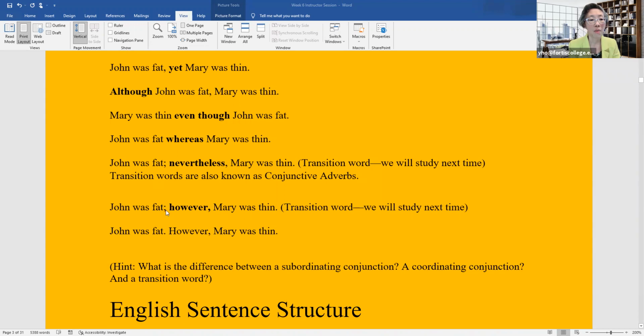Here you have compound sentences because you have an independent clause, a transition word, and an independent clause. So here, when you use a transition word, you can either have a semicolon after the first sentence or a period, but you always have to have a comma after a transition word. So, John was fat; however, Mary was thin. Transition words are also known as conjunctive adverbs.